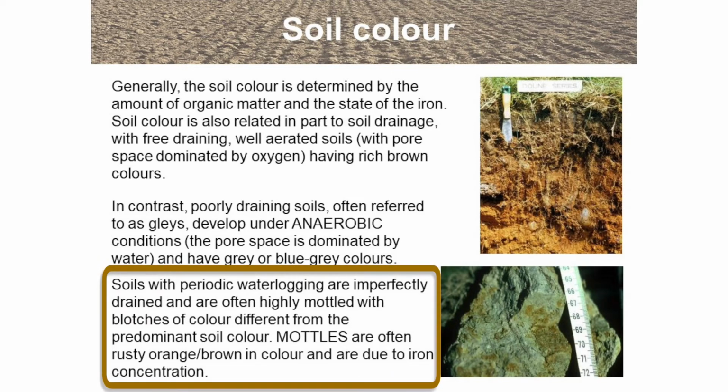Soils with periodic waterlogging are imperfectly drained soils and are often highly mottled with blotches of colour different from the predominant soil colour. Mottles are often rusty in colour and are due to iron concentration patches. This can be seen in the lower picture on the slide.